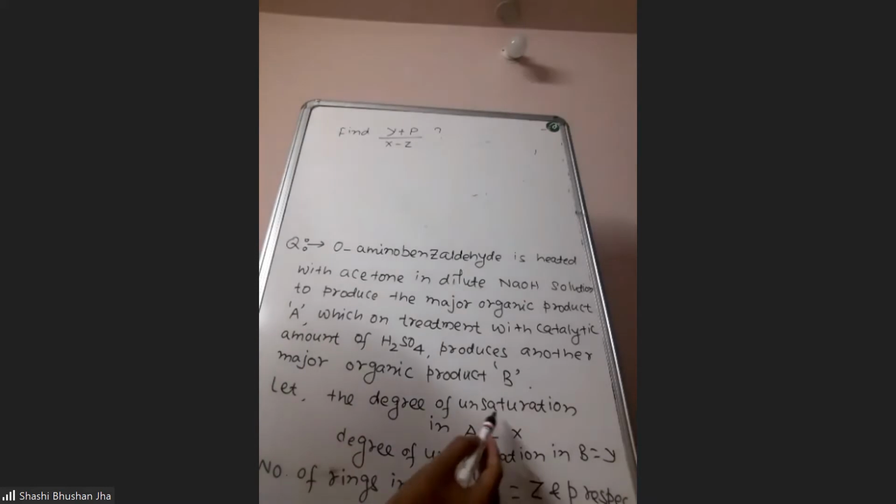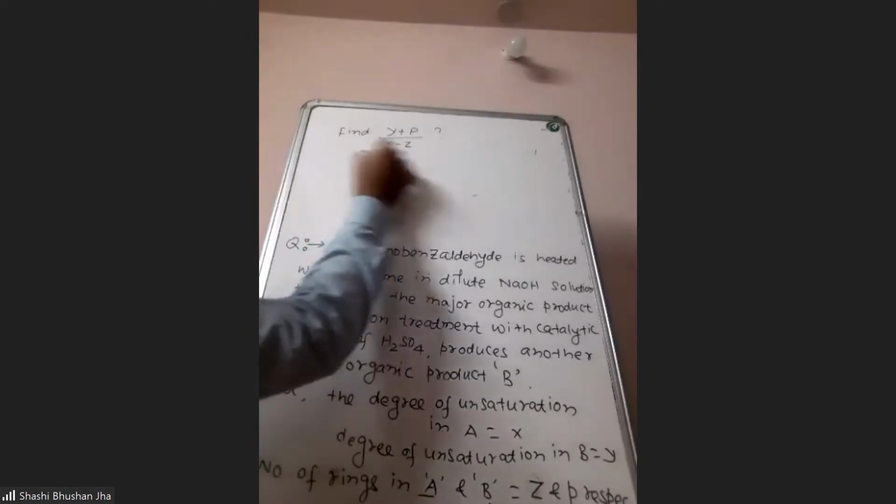The degree of unsaturation in A is X, degree of unsaturation in B is Y, number of rings in A is Z, and number of rings in B is P. So written here, number of rings in A and B are Z and P respectively. Then find the value of (Y plus P) divided by (X minus Z).